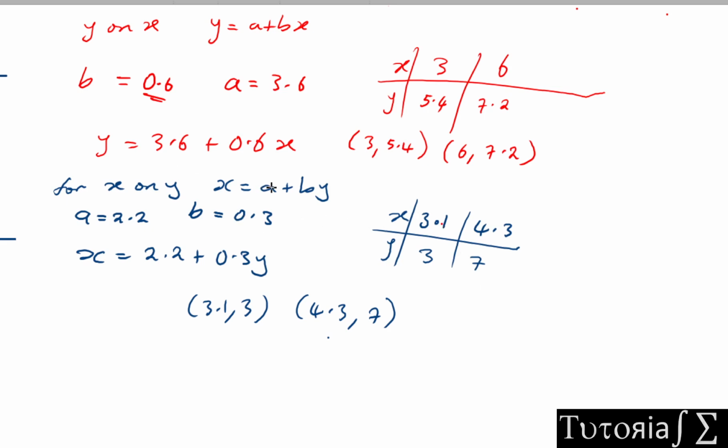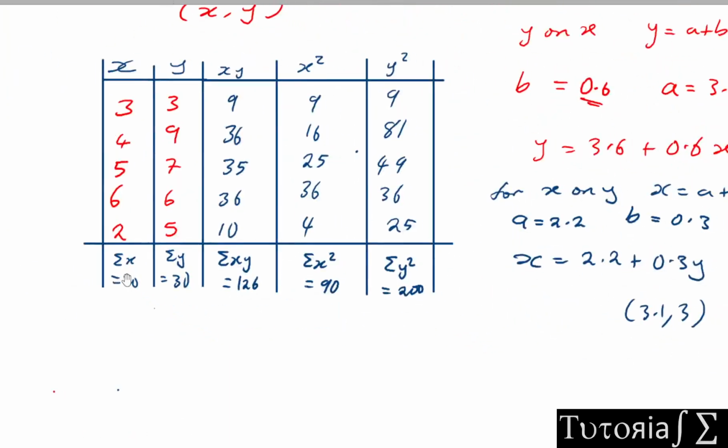Now we're going to go on to a graph paper, but before we do, let me show you that these two lines will really meet at x bar and y bar. First of all, we need to find x bar. x bar is equal to the sum of x over n, of which the sum of x from the table is 20, over n, which is 5.